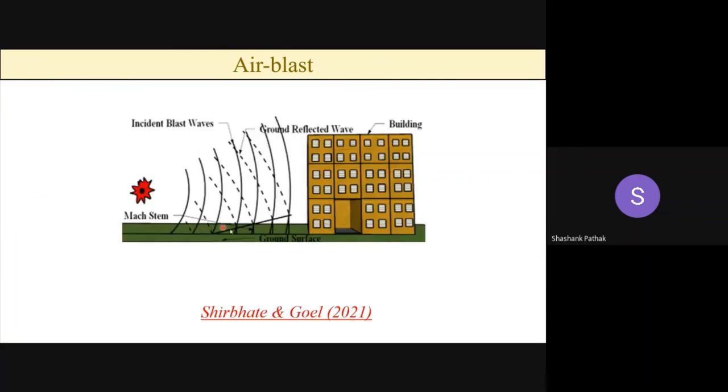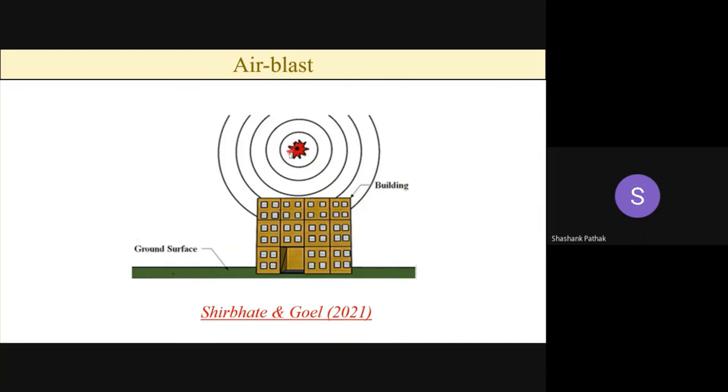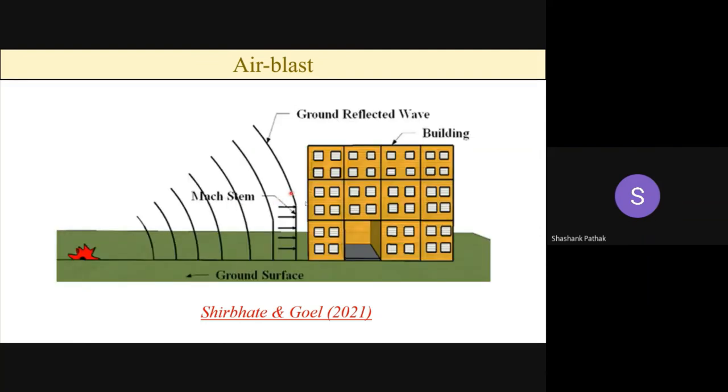So here you see, I have already explained, these are the Mach stems. This is the ground surface, explosion is happening. Blast waves are moving towards the structure and ground reflected waves are also moving towards the structure. Those are interacting and then they are imparting some load on the structure. Suppose if explosion is happening just above the ground, then there will be no Mach wave, but the structure will be designed for the effect of the incident wave, right? And usually this is the idealized figure which I have shown in that slide also. So this is the Mach stem in this zone, and then there is some part of the ground reflected wave which must have interacted with the incident wave. So this is the case of surface explosion.